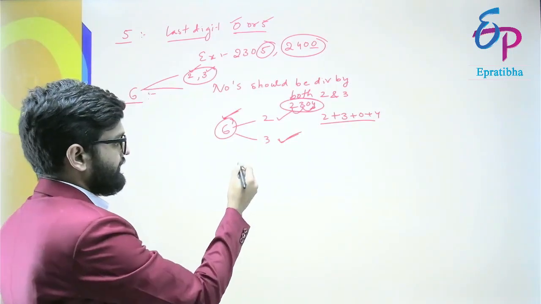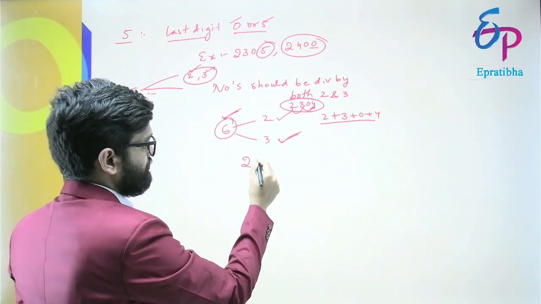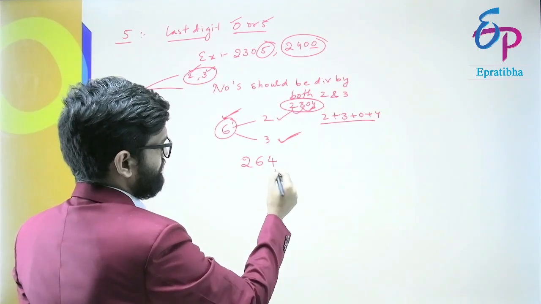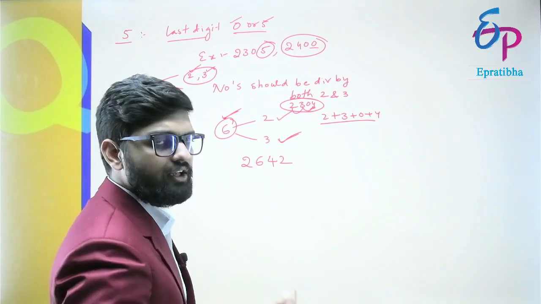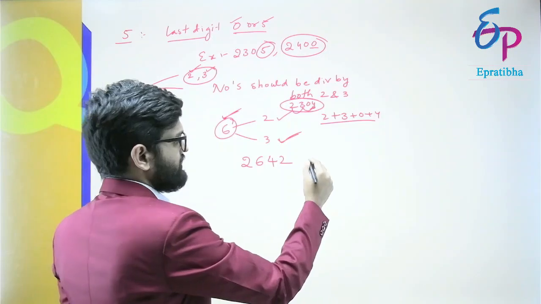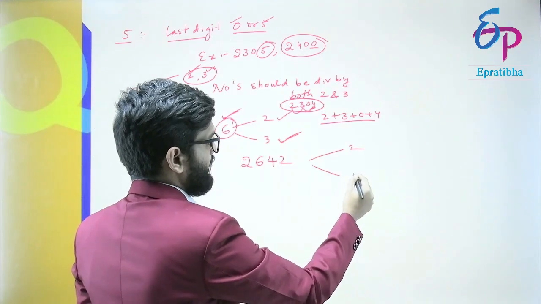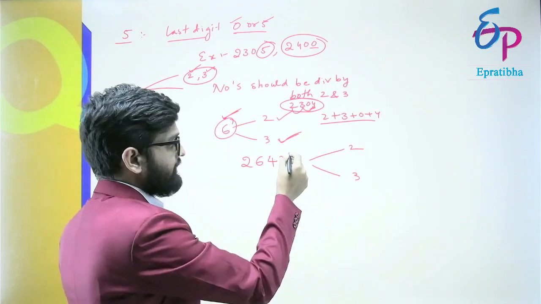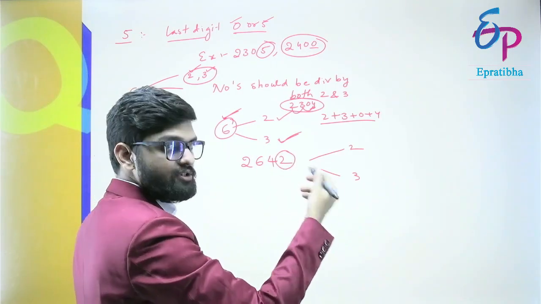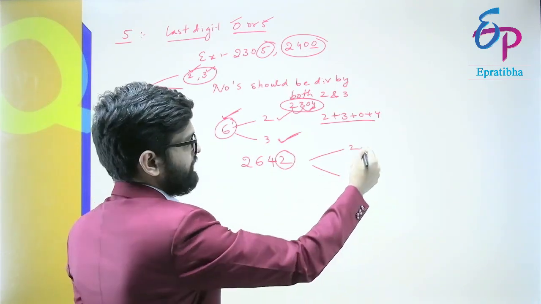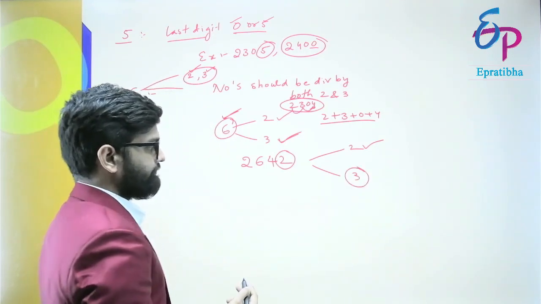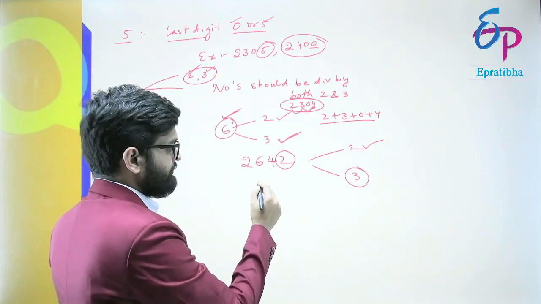Now if you take any other example, if you take 2, 6, 4, 2. Let's check. I am taking any one random number. You have to just check whether this number is divisible by 2 and 3 or not. What does the divisibility rule of 2 say? The last number should be 2, 0, 4, 6 or 8. Yes, this is correct. How can you tell whether a number is divisible by 3 or not?